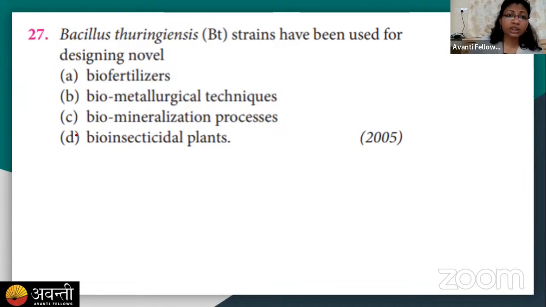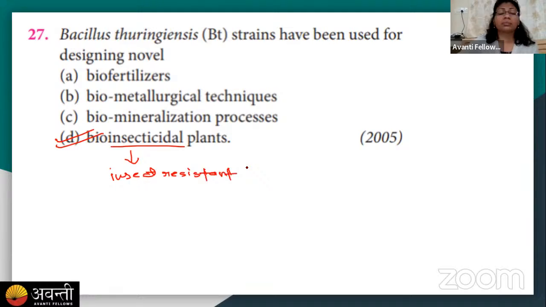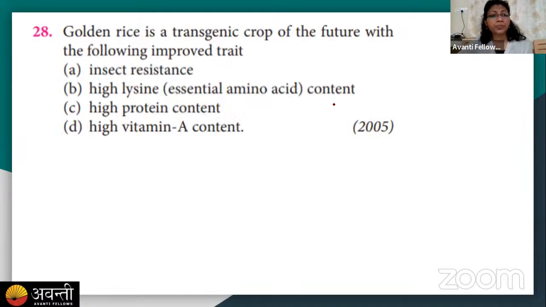Nice. Yes, it is used for the development of bioinsecticidal plants. That means insect resistant plants. It is used for making insect resistant plants. Good. Okay, so next question for the day.